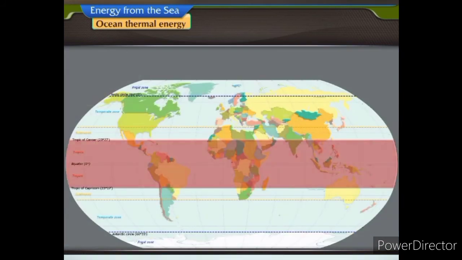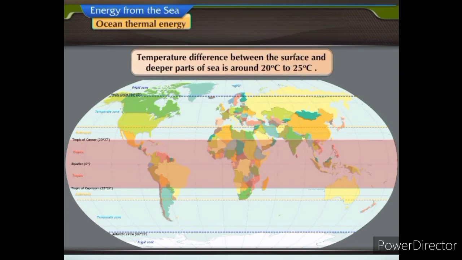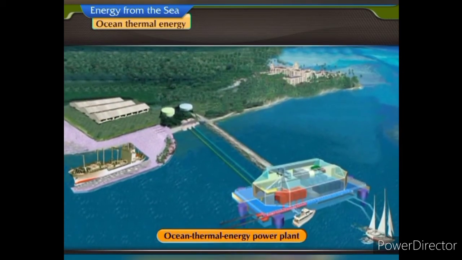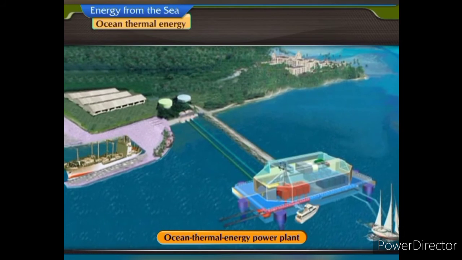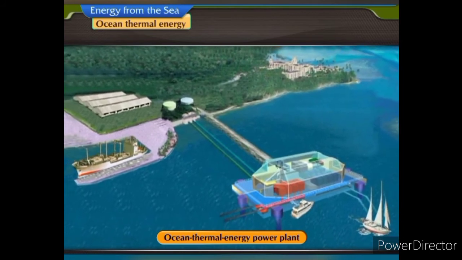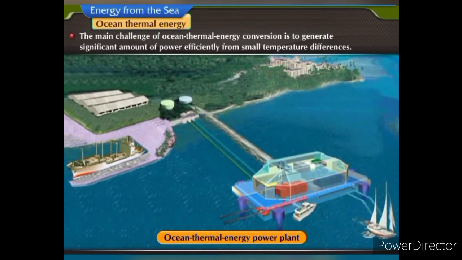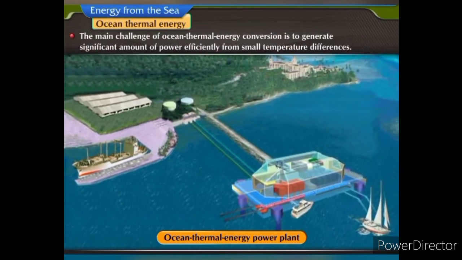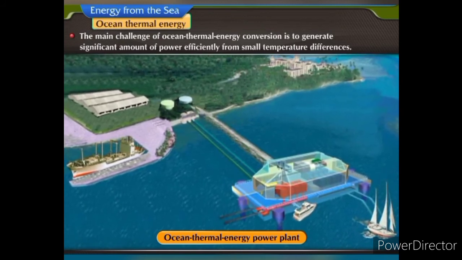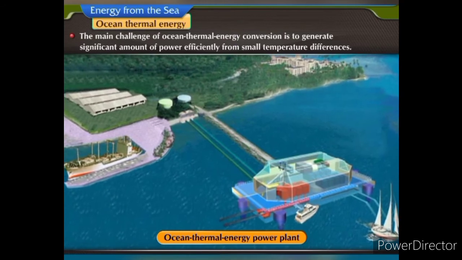The temperature difference between the surface and deeper parts of the sea is greatest in the tropics. It is around 20 degrees Celsius to 25 degrees Celsius. Therefore, the construction of an ocean thermal energy power plant is more favorable in the tropical region. The main challenge of ocean thermal energy conversion is to generate a significant amount of power efficiently from small temperature differences. It is still considered an emerging technology.